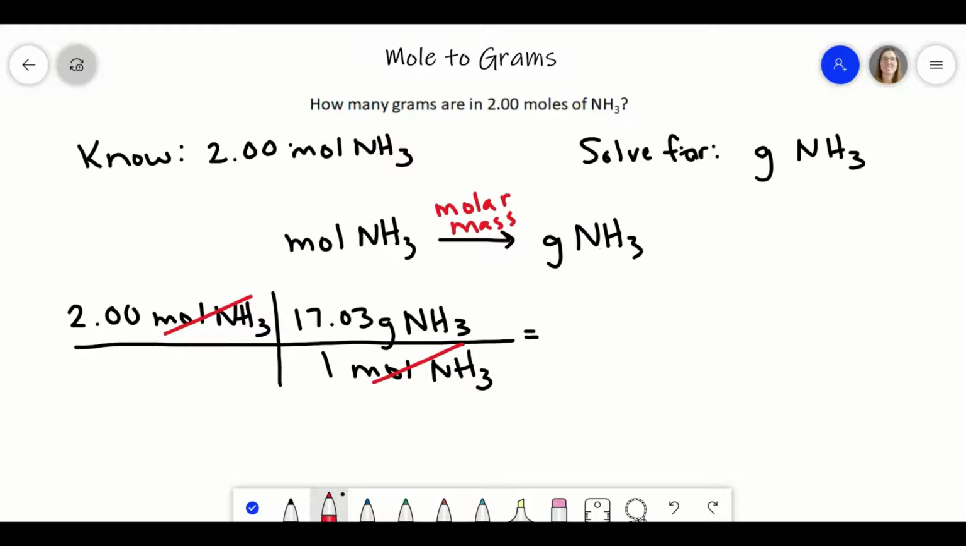So we have a value with moles of NH3 in the numerator at the top, and we're multiplying it by the molar mass, which has units of moles of NH3 in the denominator. So those units cancel and we're left with grams of NH3. Next, we'll plug this into our calculator to get our answer. And we end up with a value of 34.1 grams of NH3.